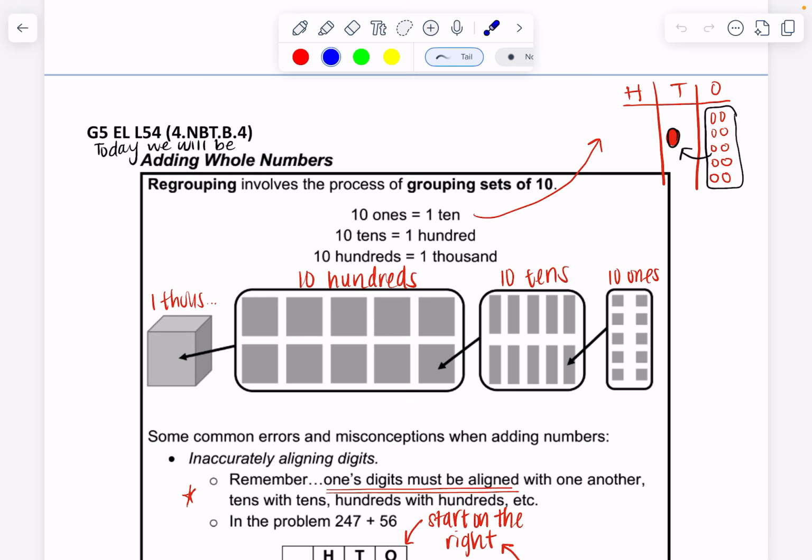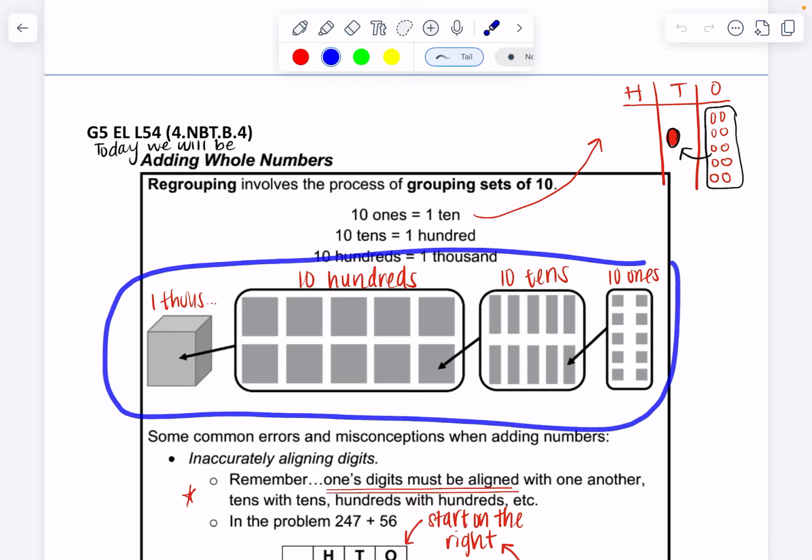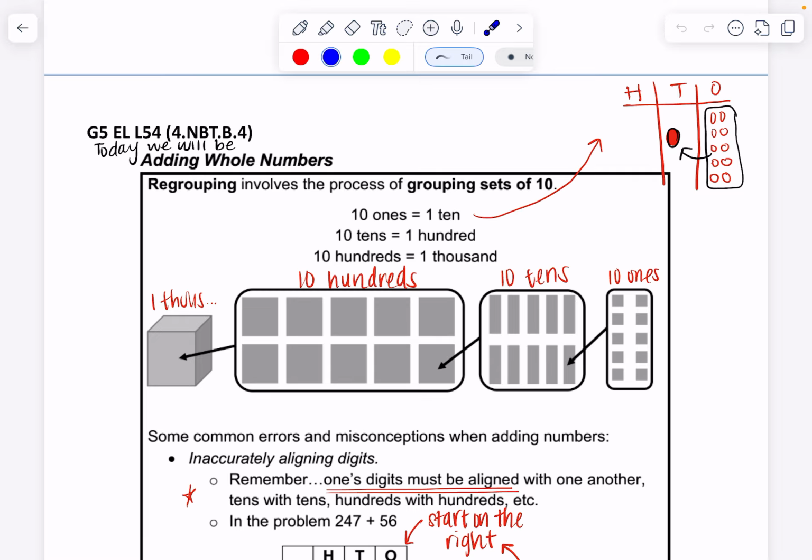And then while these use blocks to help us understand, here is what regrouping looks like in a place value chart. So again, if I have 10 ones, knowing that I can regroup groups of 10 at a time, then these 10 ones will be regrouped as 1 ten.